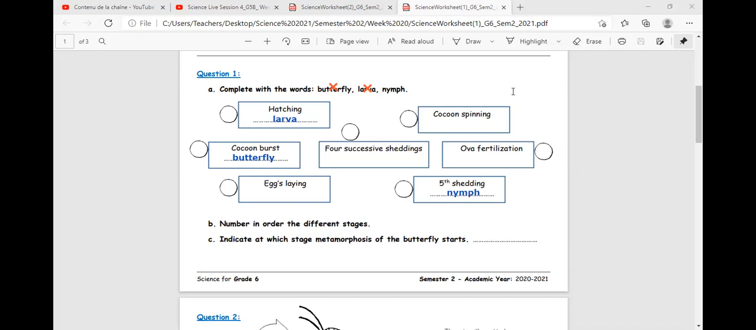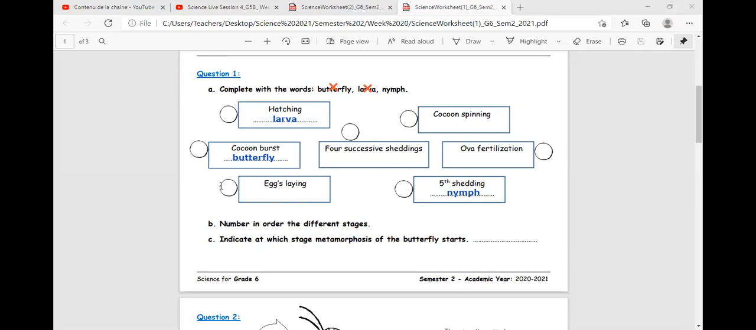Yalla, let's put them in order. And now I'm talking with all of you. Still asleep? I'm talking with all of you. You can unmute yourselves. What is the first step? What happens first? Hatching, cocoon burst, four moltings, egg laying. What do you think? Egg laying first?